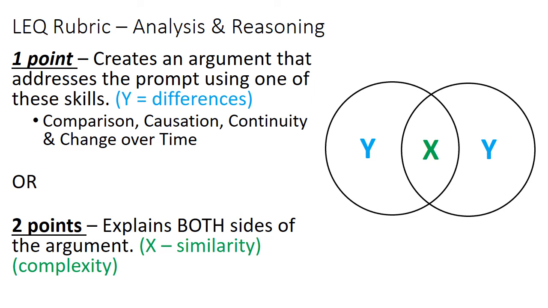Finally, you're going to get 2 points for analysis and reasoning. You get 1 point for creating an argument. That should be very easy to do. The 2nd point is by giving me the similarities, or that's the complexity point. So please come up with good differences and similarities, and that's how you get your 2nd analysis and reasoning point.